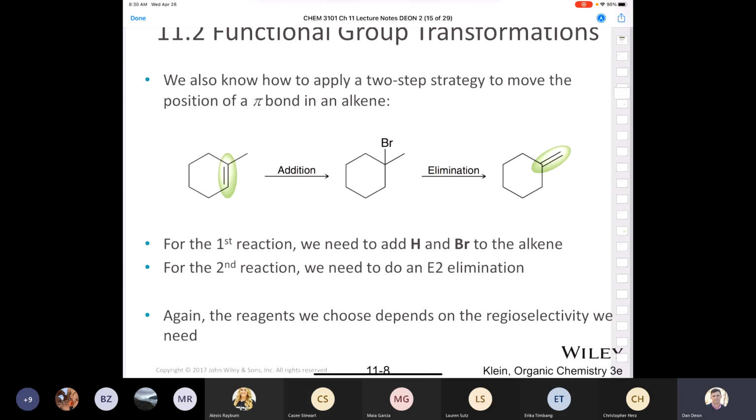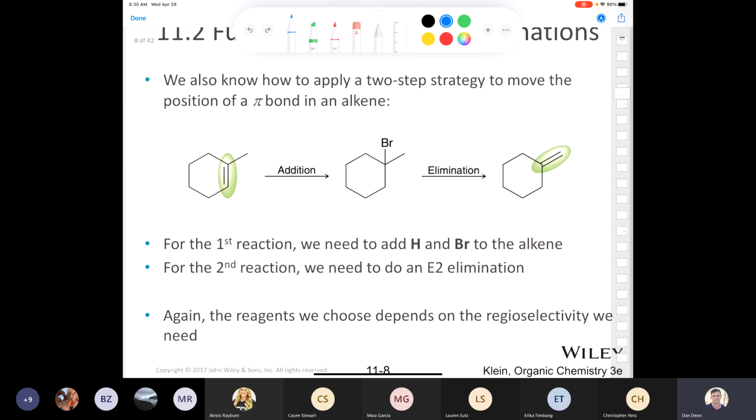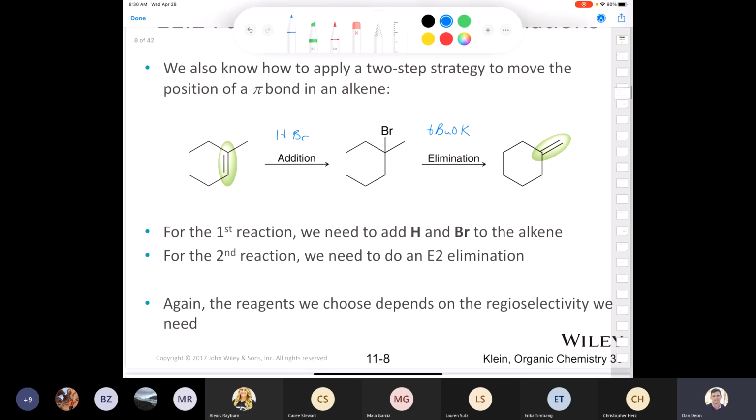What else? If you want to move a bromine, or if you want to add a bromine and then do another elimination, we actually talked about this today, how you would do simply a Markovnikov addition of HBr across the double bond here. So this is just treatment with HBr, and then you would use a hindered base like potassium t-butoxide in order to do the elimination. All right, to do the E2 elimination.